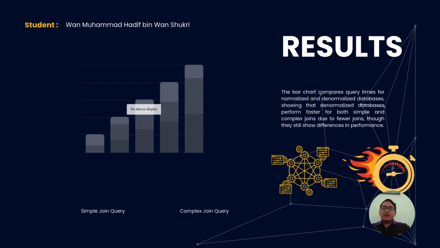The normalized setup had a total time of around 56 units, while the denormalized one completed in just 50. So even though normalization ensures a cleaner data structure, the denormalized format clearly offers better performance, especially when handling more demanding queries. This reinforces the idea that choosing between normalized and denormalized structures really depends on the system's priorities, whether we value data consistency more or query speed under load.